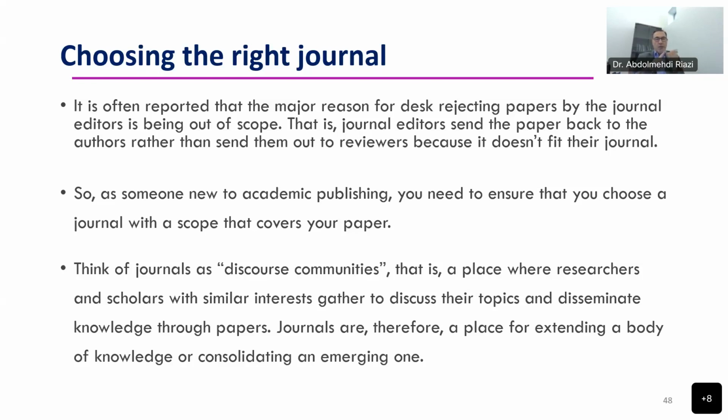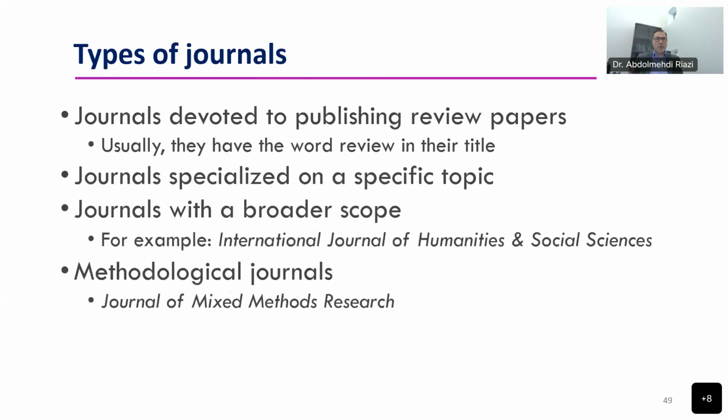So the first one was to make sure that the journal is not a fake one, is not a predatory one. The second one was to make sure that our paper fits the scope of the journal, and the third one is, after we make sure that the broad area is relevant, to see if within that broad area and scope there are specialized journals that can fit with our paper and manuscript that we are submitting. There are different types of journals.